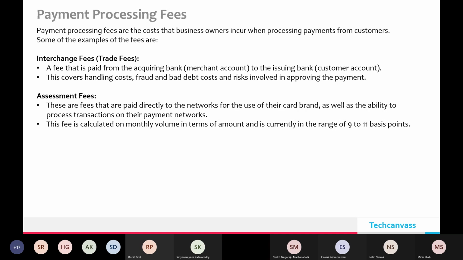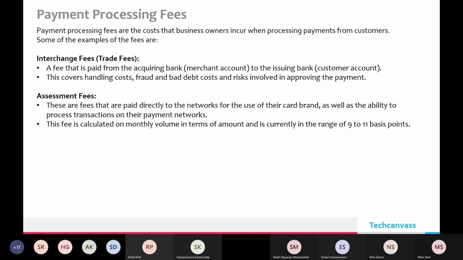A basis point is 1/100th of a percentage. If I say 2%, that means 200 basis points. If I say 50 basis points, that means 0.5% of the transaction amount. When I say 9 basis points, that means 0.09% of the transaction amount is paid to the card networks for doing this service. Okay, when you look at this, 0.09% of the transaction amount.